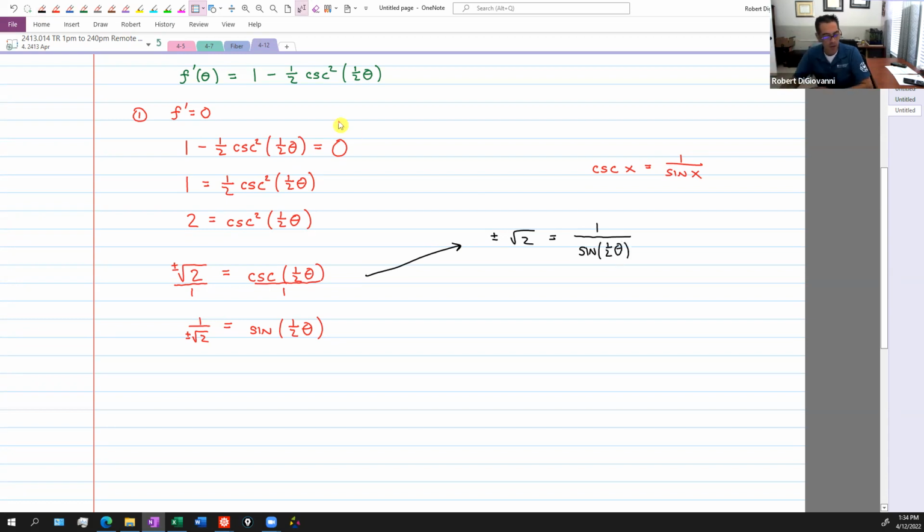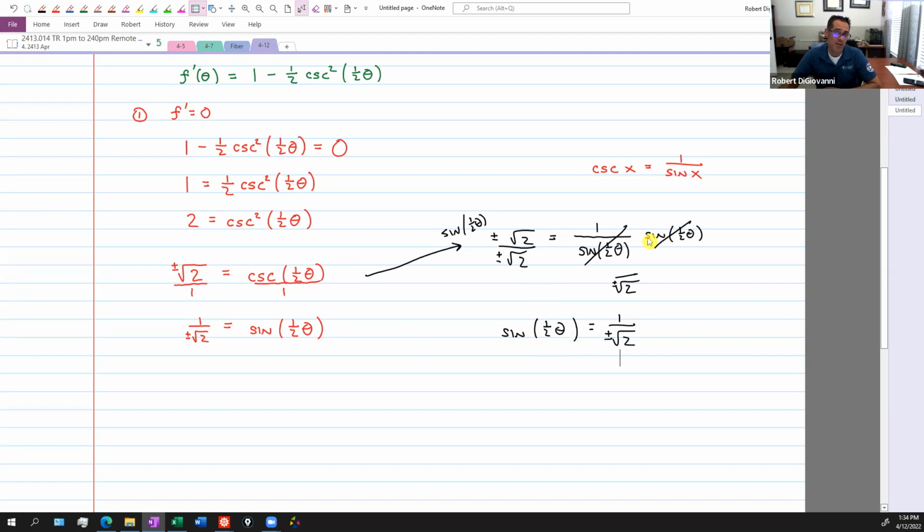Okay, I rewrote cosecant of 1/2 theta as 1 over sine of 1/2 theta. And then I multiply both sides by sine of 1/2 theta. It cancels over here. And then I divided both sides by plus or minus root 2. Divide this side by plus or minus root 2. And you wind up getting sine of 1/2 theta equals 1 over plus or minus root 2.